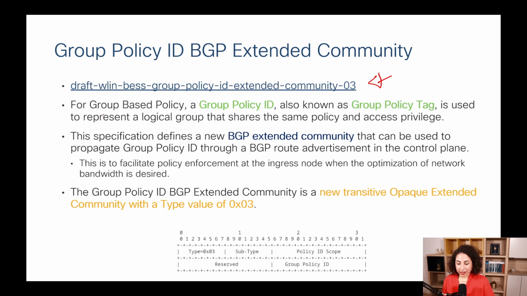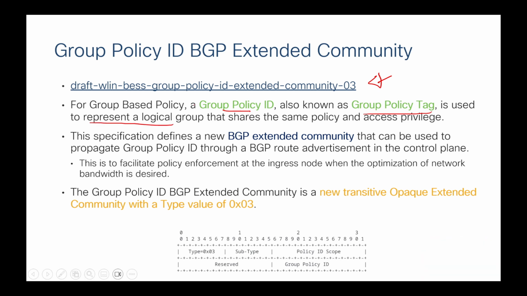So what the RFC says, it reminds that for group-based policy, a group policy ID, also known as a group policy tag, is used to represent a logical group that shares the same policy and access privilege. And this specification, meaning this draft, defines a new BGP extended community that can be used to propagate the group policy ID through a BGP route advertisement into the control plane. So what we are adding to the BGP updates is an additional extended community, which is actually a transitive opaque extended community in which we are encoding the group policy ID. So it's quite straightforward, right?